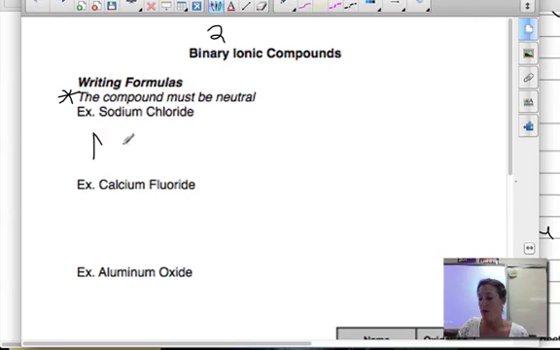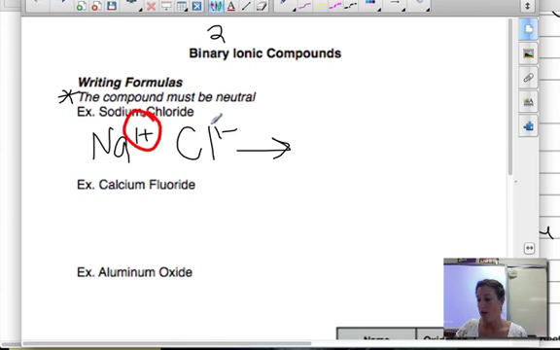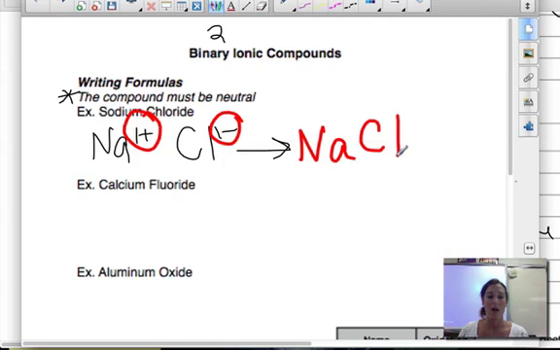Sodium has a symbol of Na. Sodium is found in group 1A. It has a positive 1 charge. Chlorine is Cl. Chlorine is found in 7A. Has a negative 1 charge. If you notice, my charges are balanced. Positive 1 and negative 1 cancel each other out. Therefore, we do not need to bring in multiple charges to balance this compound out. So NaCl, we leave it like that.